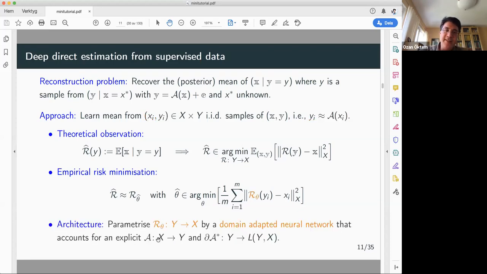The idea here is to choose a domain-adapted architecture, that is, to adapt the parameterization of the reconstruction method to include at least information about an explicit forward operator and also preferably the adjoint derivative of it. And this is what Carola was mentioning, unrolling, quickly in the introduction. Unrolling is one way of doing this. Not the only way, but one way. We'll come back to that in a second.